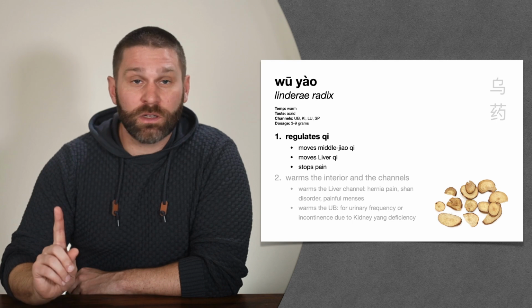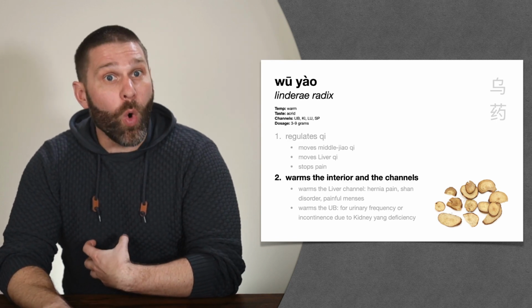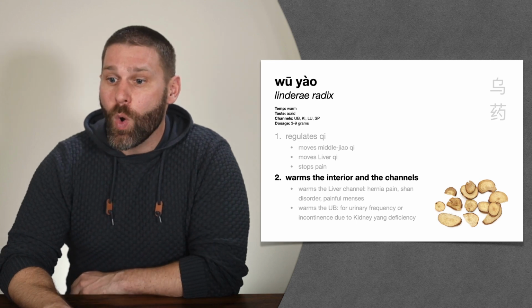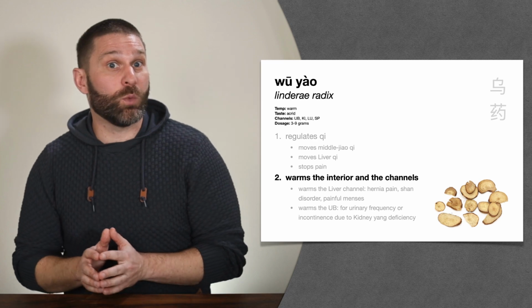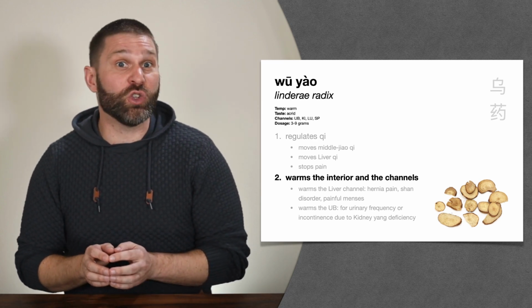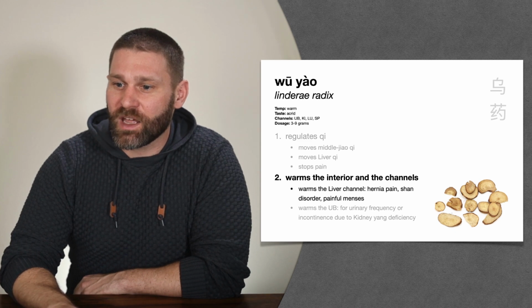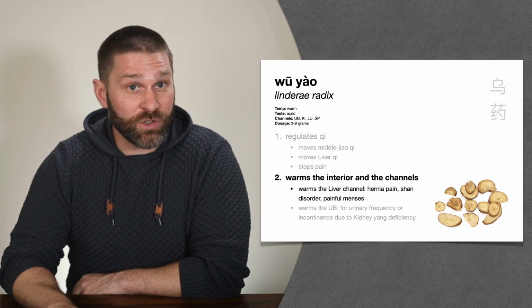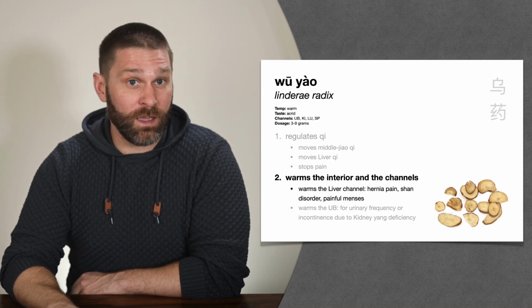But something we should probably know about Wu Yao is besides moving qi, it's also warm in temperature. So we say it warms the interior and warms the channels, so it's good for stagnation with cold or stagnation due to cold. So when we say it warms the interior and warms the channels, we can say it warms the liver channel, especially for hernia pain, Shan disorder, or painful menses.